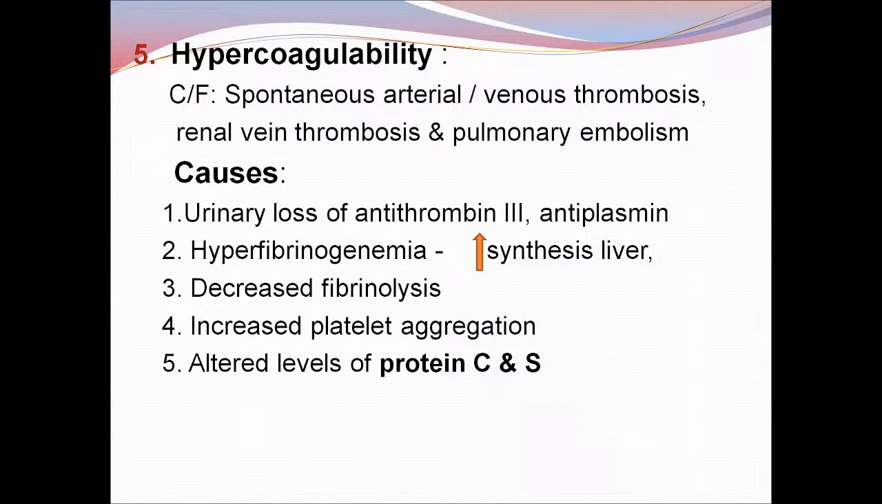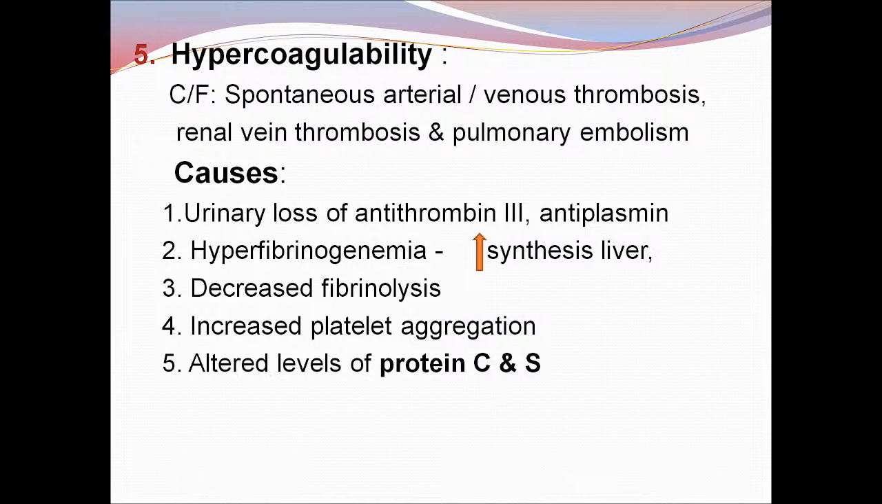What is antithrombin 3? It is a natural anticoagulant, right. So, it prevents coagulation. Okay. Any other natural anticoagulant you know in blood? Protein C and protein S, okay. That is also sometimes lost. So, loss of antithrombin 3, antiplasmin and sometimes protein C and protein S. So, these are the natural anticoagulants which are lost.